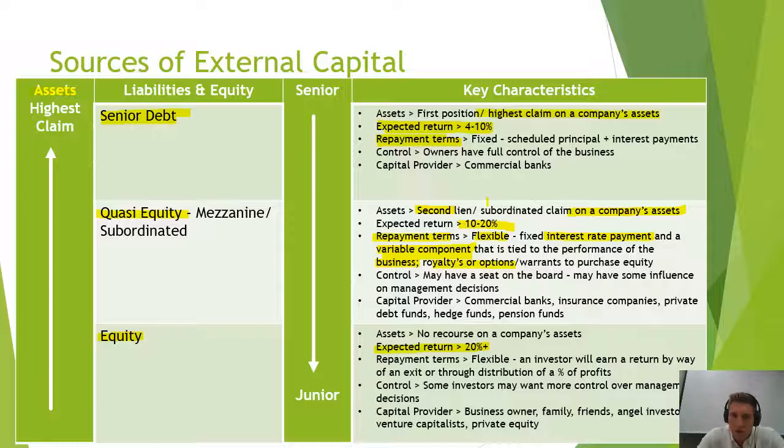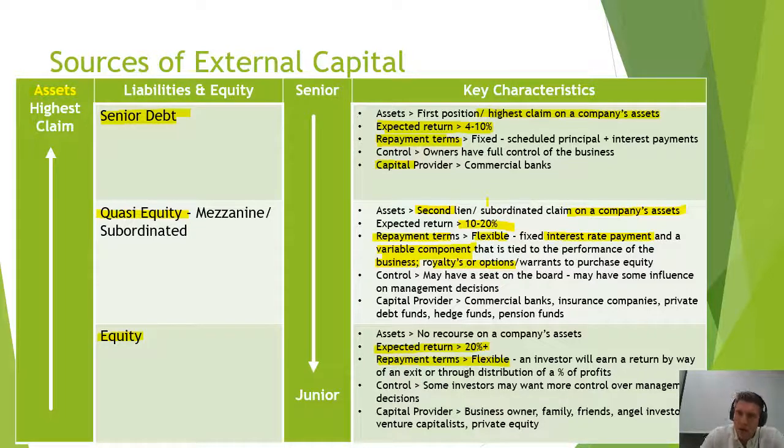Now, equity investors are the most flexible. An equity capital provider won't usually sell their shares for a number of years. This could be 5 or 10 years down the road, and they may not receive a distribution of profits for a number of years. The last difference between the three is on the control side of things.